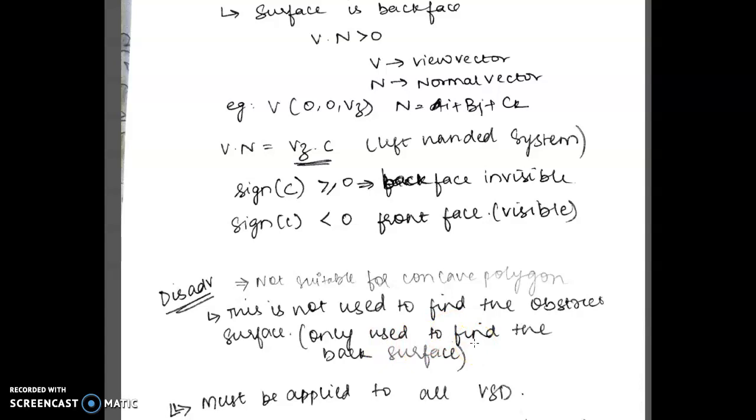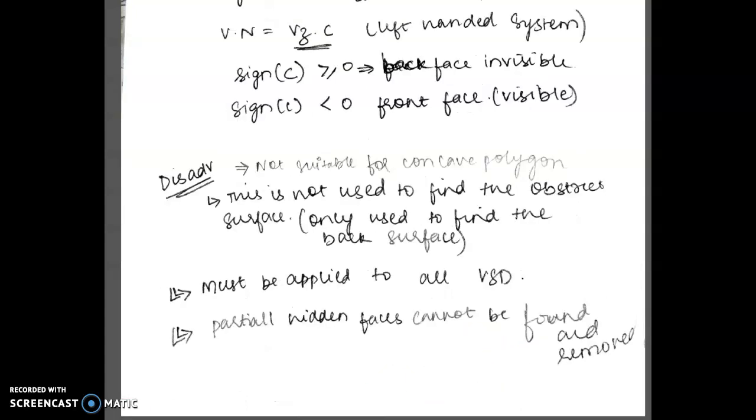Okay, the next one is that this method needs to be applied in all visible surface detection methods, since this is a preprocessor method. So this back surface detection method must be applied before all the VSD methods. And the third disadvantage is that partially hidden faces cannot be found and removed. If any face is partially hidden, that face cannot be found and cannot be eliminated. That partial part cannot be eliminated. Only if one side is completely hidden does this algorithm work perfectly.